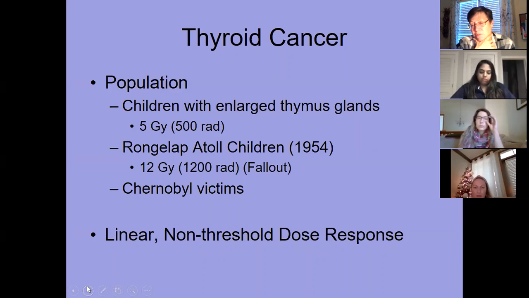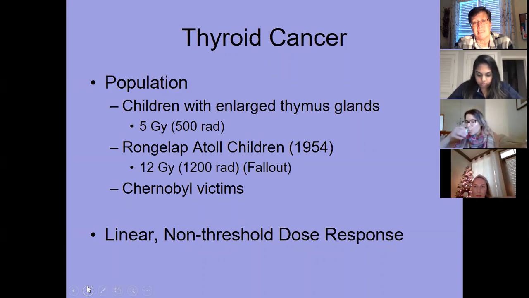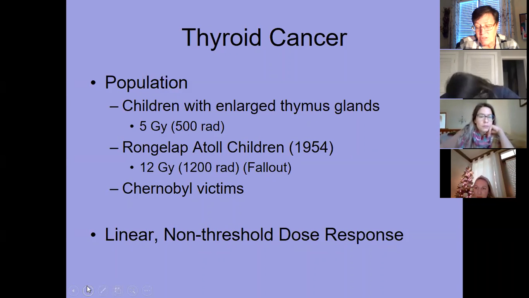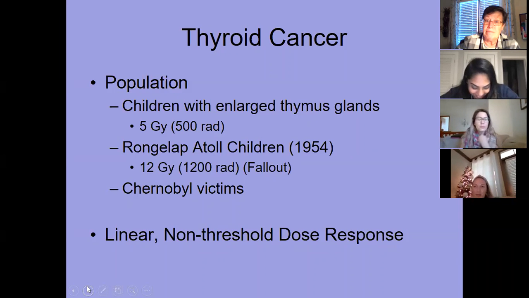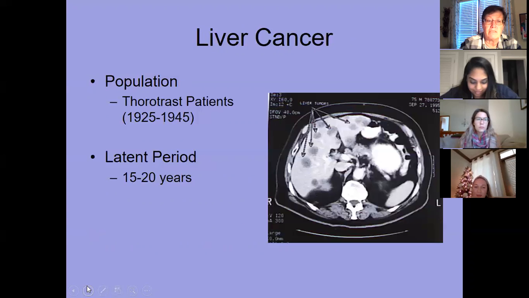Also, the atomic bomb survivors did have excess incidence of thyroid cancer as well, but again, like I said, they had lots of different cancers. So thyroid cancer goes back to that linear non-threshold dose-response relationship. But again, all these different populations have shown that link between radiation exposure and cancer.